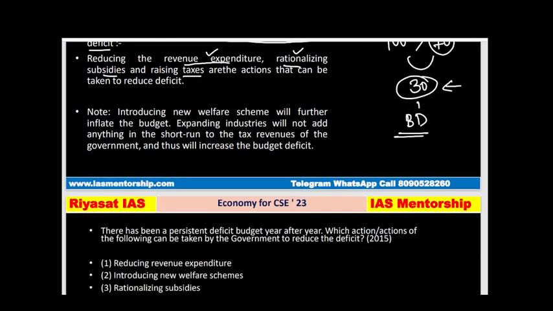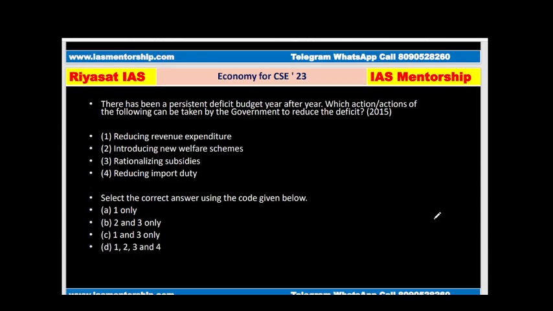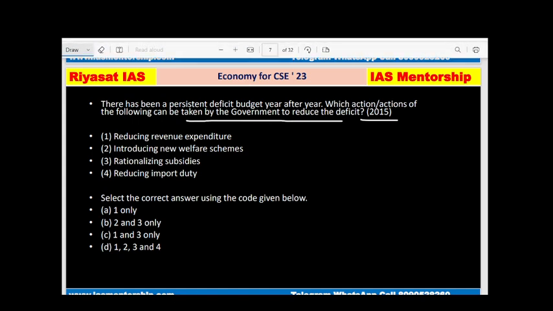Understand one more thing. We will do it after seeing this question. This question came in 2015. There has been a persistent deficit budget year after year. Which action or actions of the following can be taken by the Government of India to reduce the deficit? Here four options are given. Now try to tell me what you will be doing.